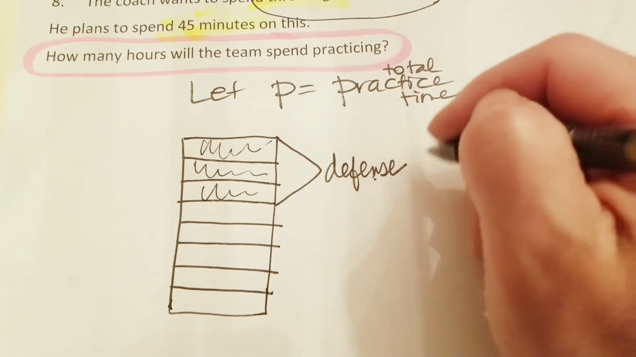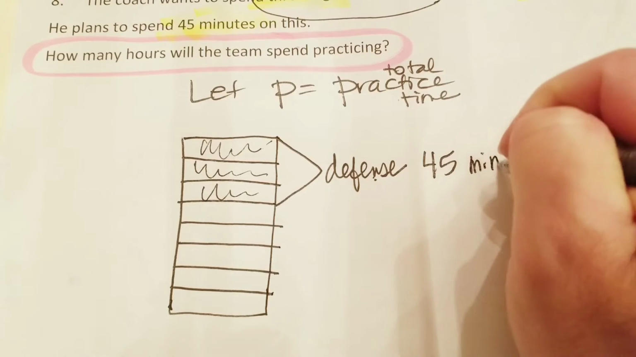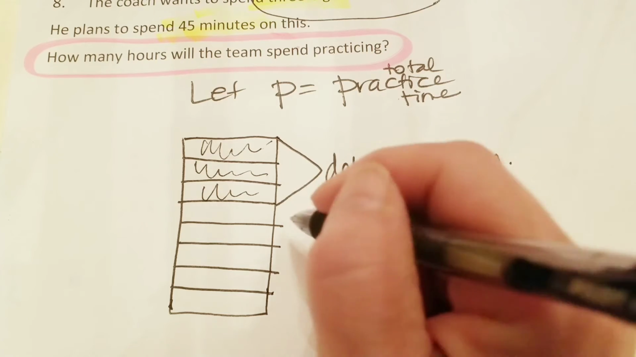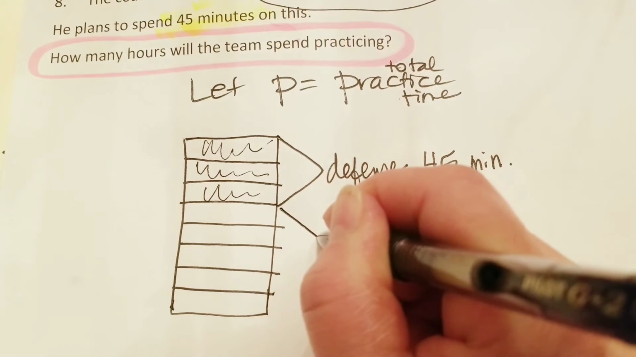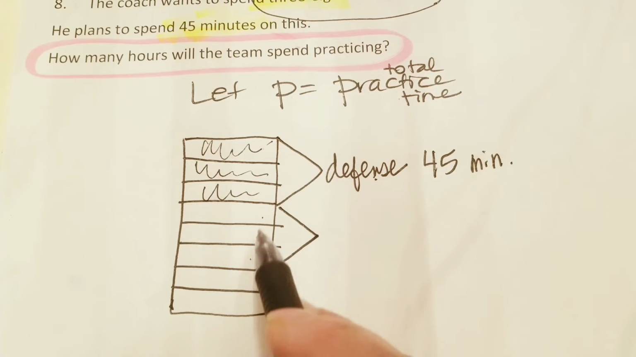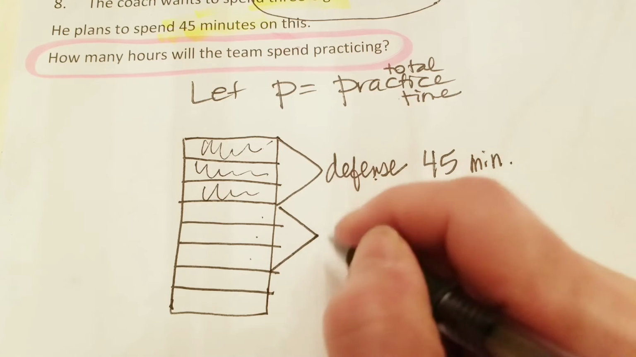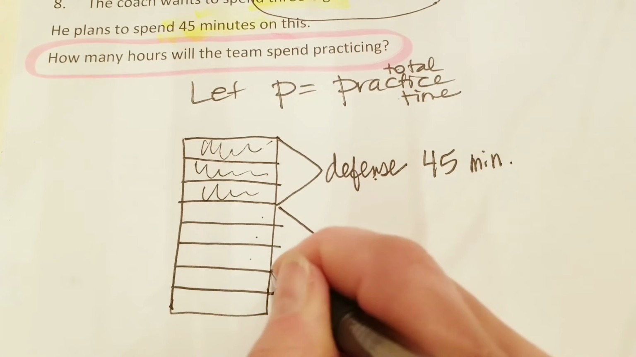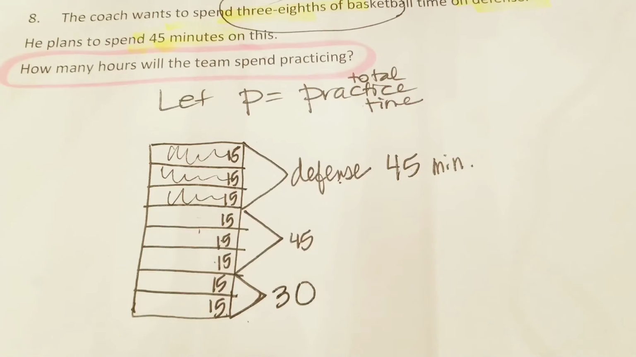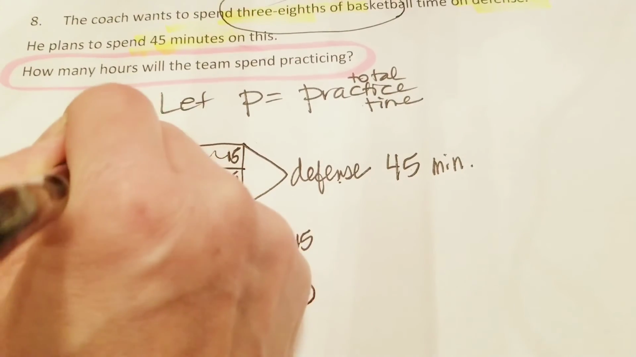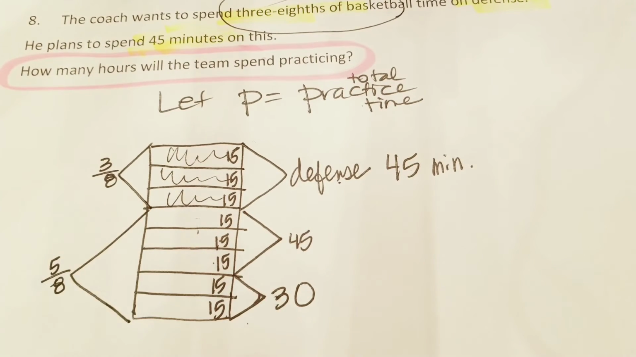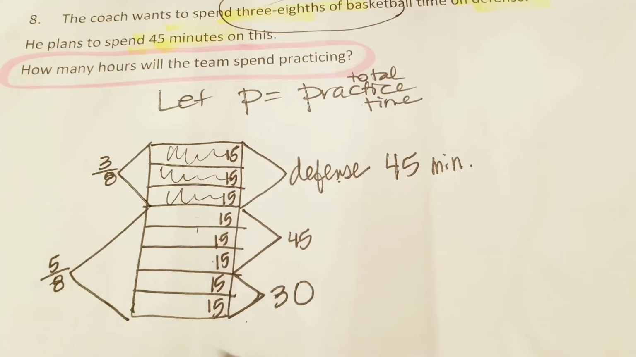Another thing we know is that the time that coach wants to devote to this 3/8 of the practice is 45 minutes. That also means that the next 3 parts of this visual are also going to be 45 minutes. What would that make these two right here? 30, right? And just for the sake of it, this would be the 3/8, and the rest would be 5/8. Hopefully you guys like my cool visual.